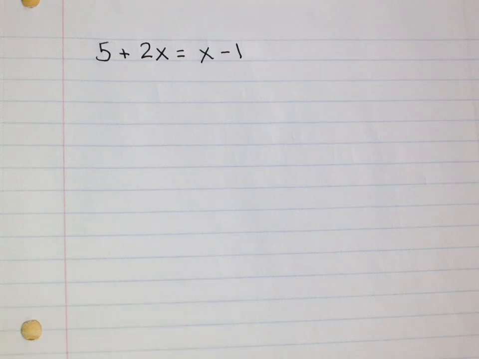5 plus 2x equals x minus 1. Find the value for x. Okay, this is your introduction to multi-step equations with variables on both sides. So let's point out a few things here.